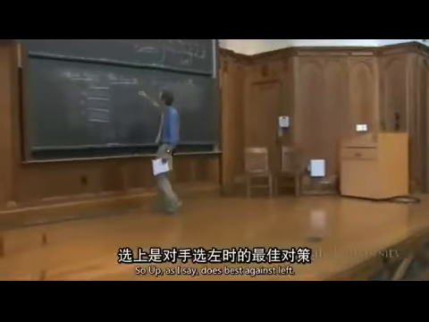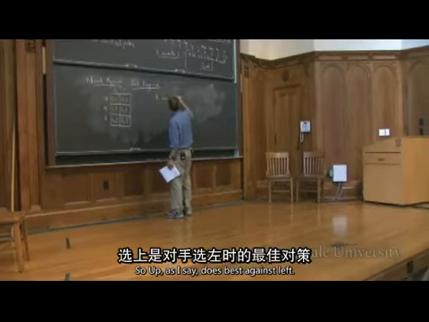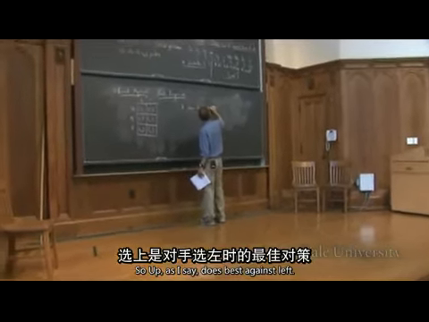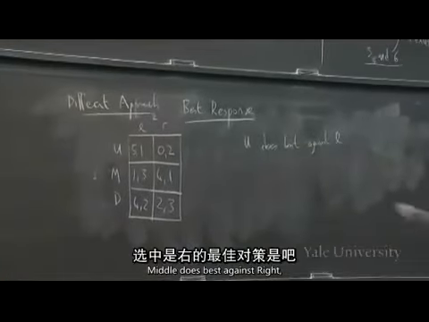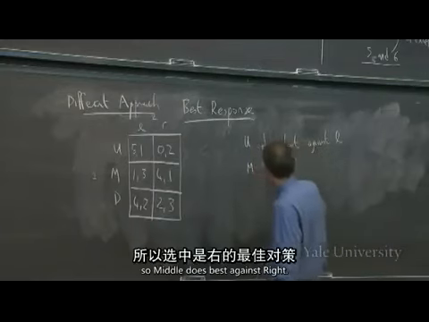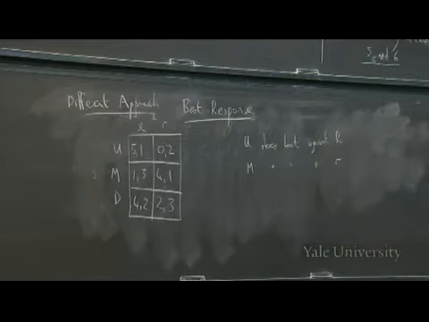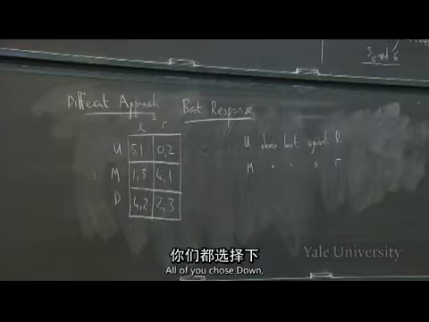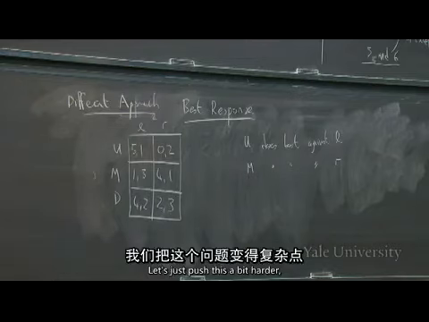Right, so up, as I say, does best against left. And what does best against right? Middle does best against right. After all, 4 is bigger than 0 and 4 is bigger than 2. So middle does best against right. Okay. So here's an interesting thing. All of you chose down, but up does best against left and middle does best against right. Let's just push this a bit harder.